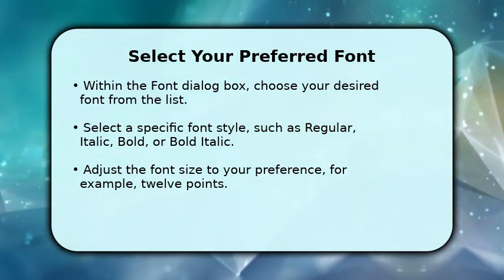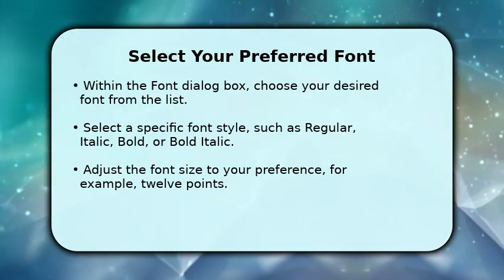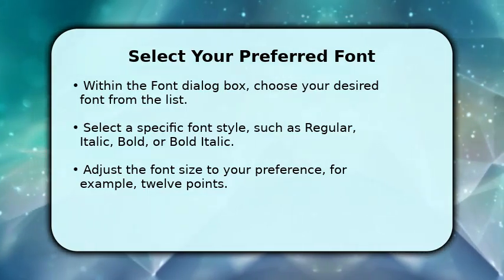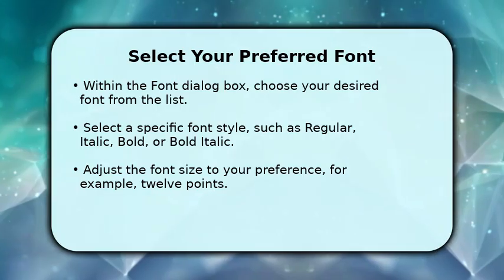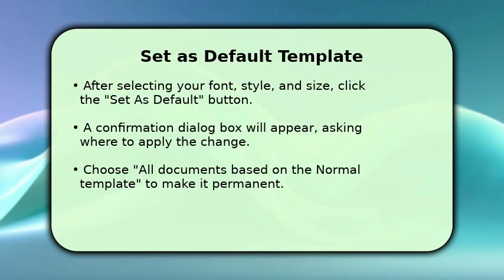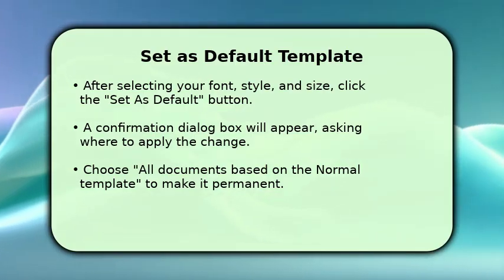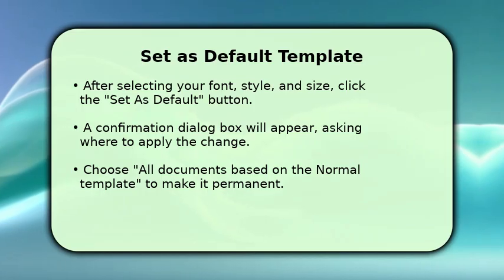Next, choose a font style. Options include regular, italic, bold, or bold italic. Finally, set your desired font size, perhaps 12 points, which is a common choice for readability. Once you have made your selections for font, style, and size, look for the Set as Default button at the bottom of the dialog box.